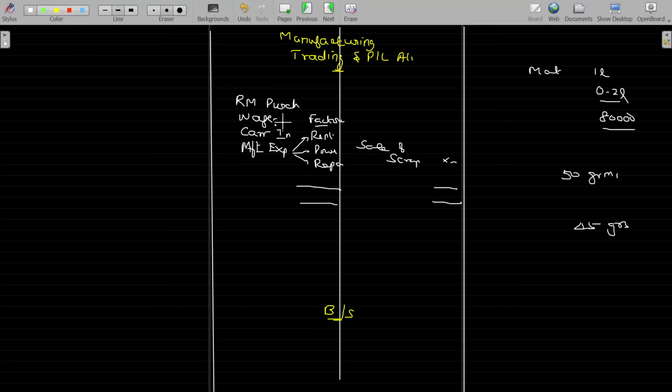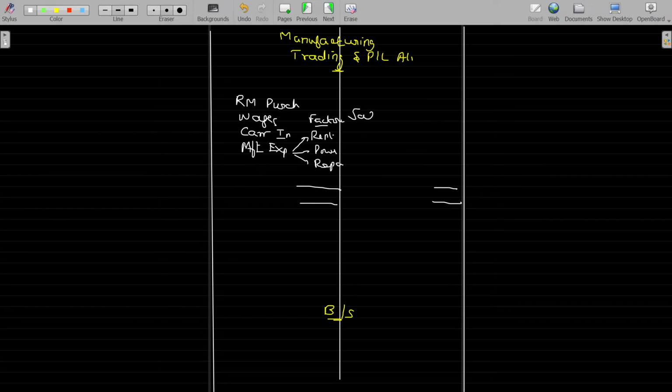Now, this is the sale of scrap. Sale of scrap should be credited here, so I'll just write it here. Once the production is over, whatever the value you get now, that is transferable from the manufacturing account to the trading account. The second block is the trading account, where I am transferring here the cost of production, finished goods.